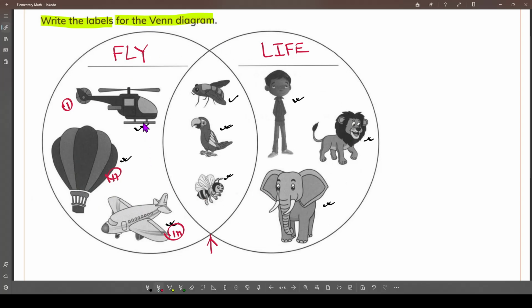So this is the right thing. One circle is fly, another circle is life.